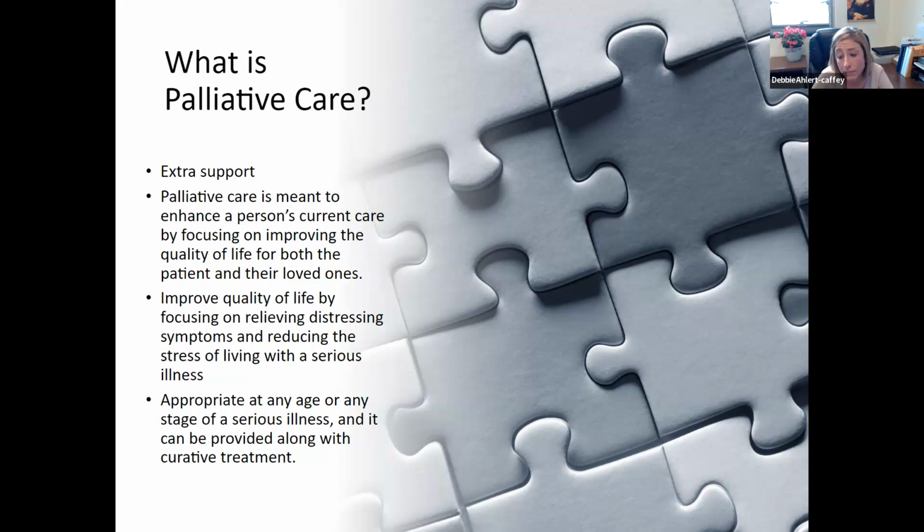Palliative care is meant to enhance a person's current care by focusing on improving the quality of life for both patient and their loved ones, helping patients live as well as possible with their serious illness for as long as possible. It is appropriate at any age or stage of serious illness. The earlier we can get on when a serious illness is diagnosed, the better, so we can start having those conversations and follow along with the progression of the illness and curative treatment.